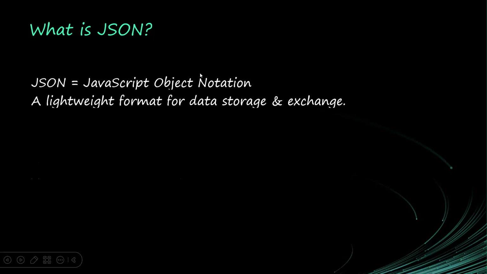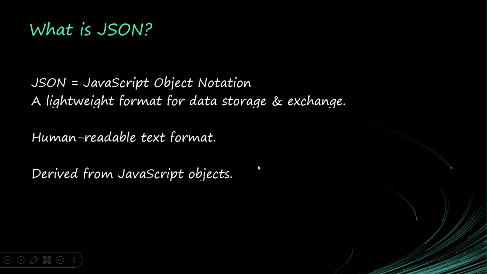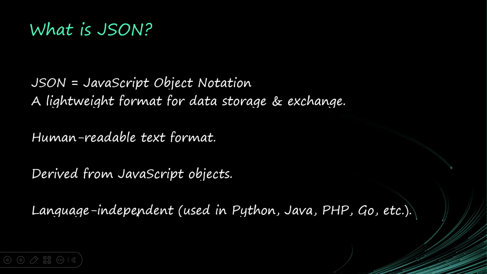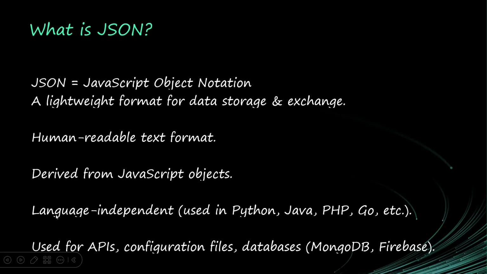So it is used for exchanging data or storing data. It is a human readable text format. It is derived from JavaScript objects. It looks like JavaScript objects, but they are not the same. It is language independent. JSON works for Python, Java, PHP, Go, any programming language at all. It is used for APIs.